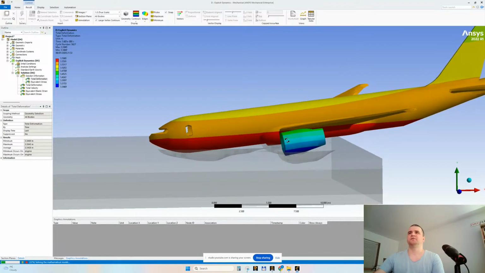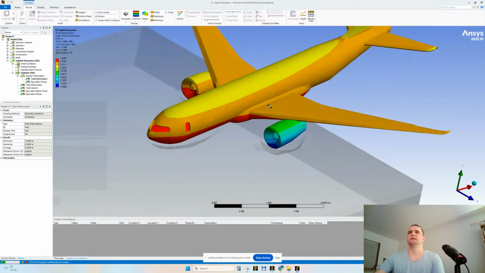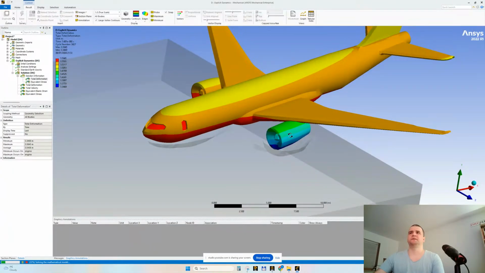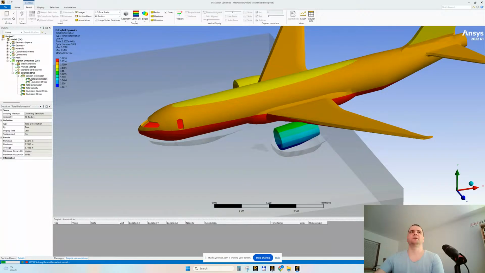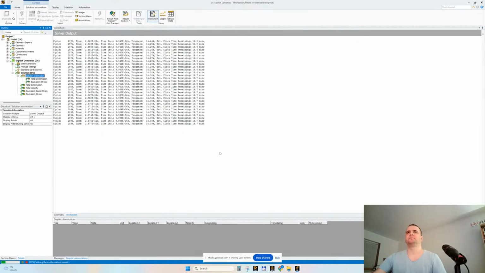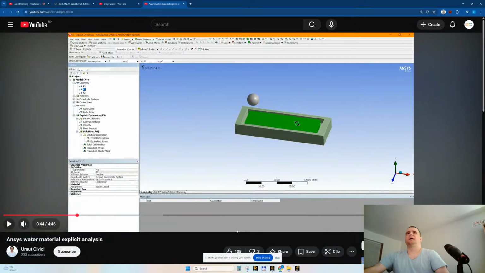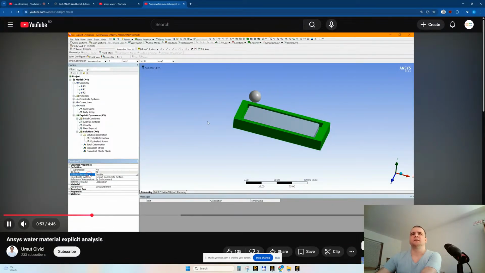Let's hope that the engines will dismantle, will be detached from the wings. They might, because, for example, this one has different values. Yeah, and they might. Let's see. Maybe we're lucky. Water, yes, still.